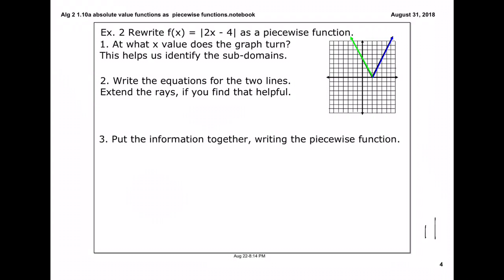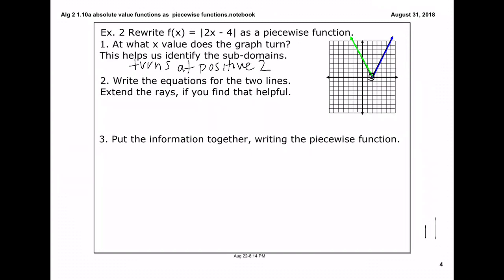Example number 2 says rewrite f of x equals the absolute value of 2x minus 4 as a piecewise function. The first part of this says, at what x value does the graph turn? This helps us identify the subdomains. Looking at our graph where the blue and green rays meet, we have x is equal to 2, so we would say it turns at +2. The second piece says write the equation for the two lines. Extend the ray if you find that helpful.